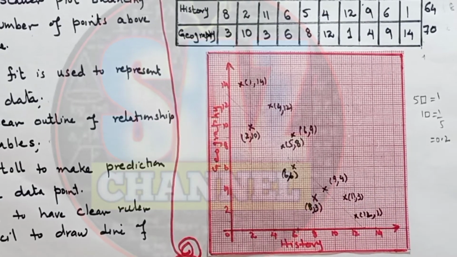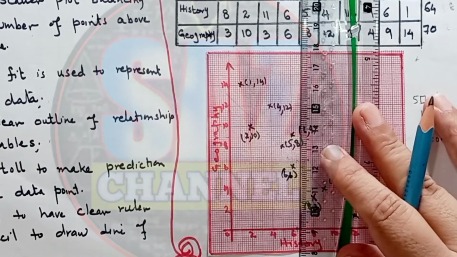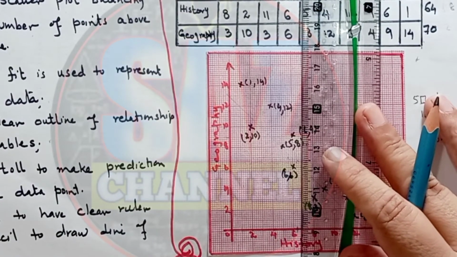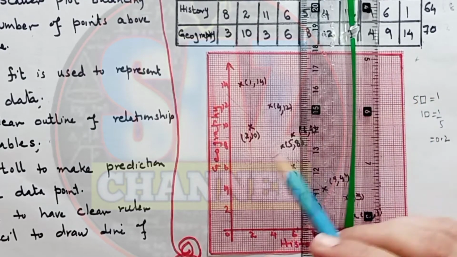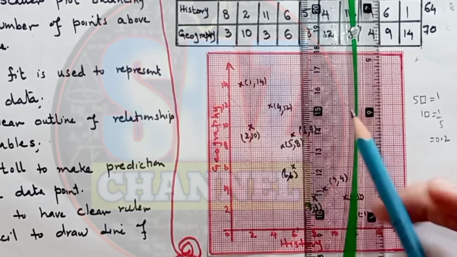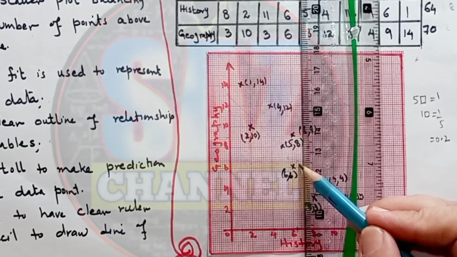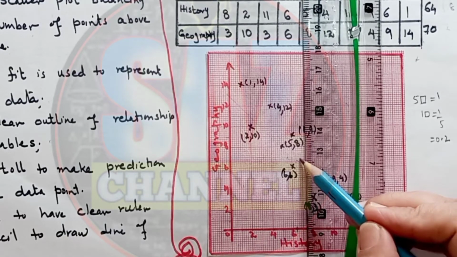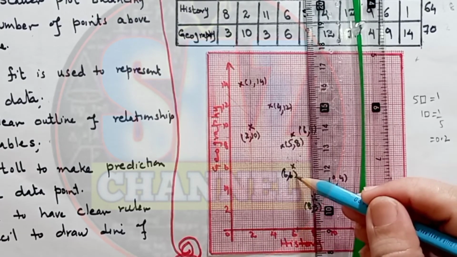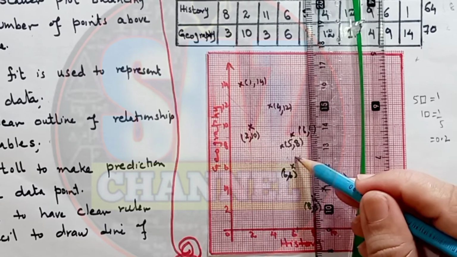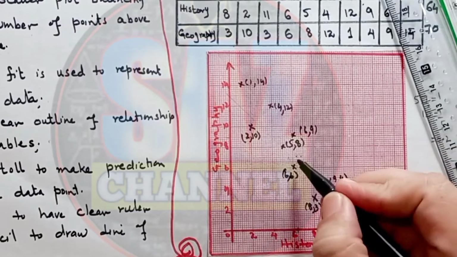Okay, let me keep the ruler here. 6.4 with 7, 7 will be the 5th block after 6. Okay, this is the position of 6, and 1, 2, 3, and this is the 5th block. Okay, let me move carefully. Yes, this will be the place for the mean point.